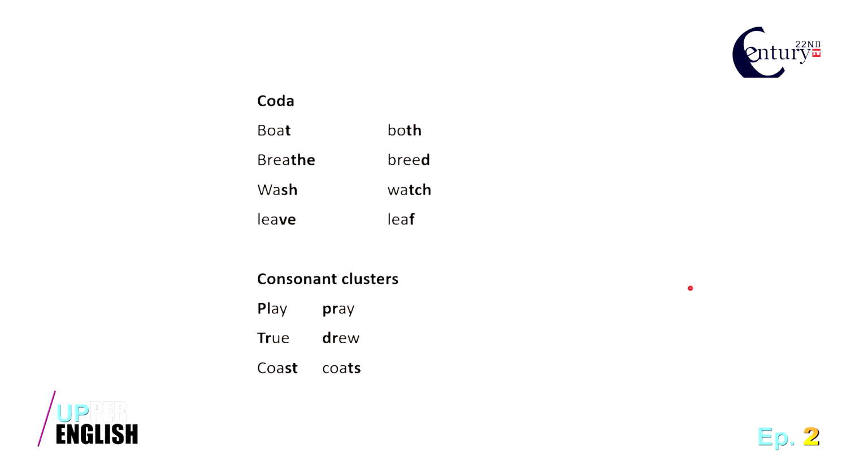And if the difference in consonantal awareness comes in the end, we call it what? Coda. Example, we have bot and both. Bot, T sound, and both, the TH sound. And we have breath, final sound. And we have breathe, B-R-E-A-T-H-E. And breed, B-R-E-E-D. And we have wash and watch. So wash and watch.